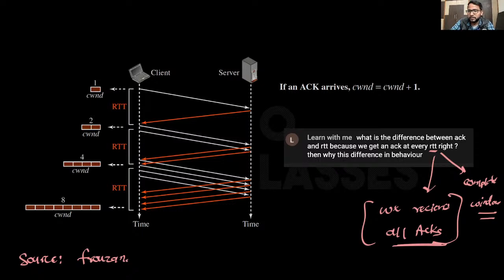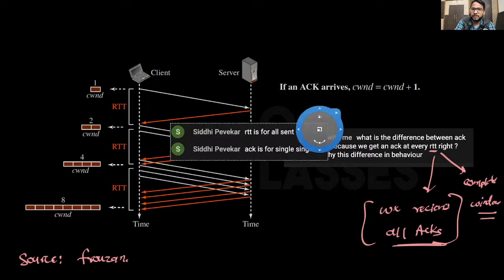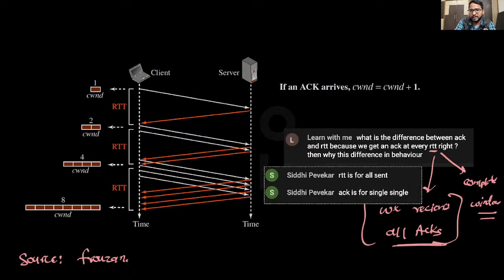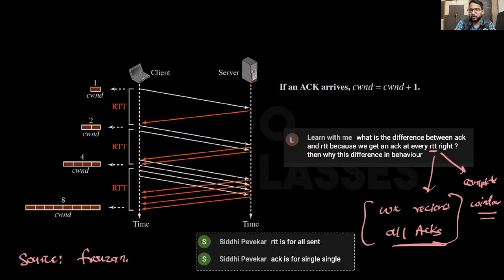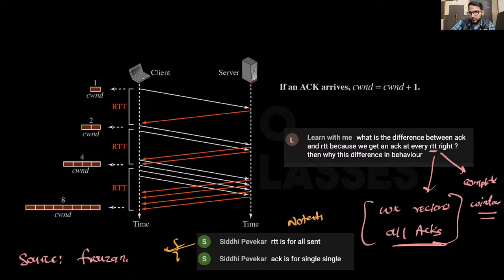Okay. Yeah. So Siddhi is saying that RTT is for all sent. Yeah, that's just a notion that we are using. I completely agree that this notion has not been used earlier. That's why there is a confusion. But in TCP, the standard books are also using the same notion. So that's why I'm also using the same notion. Yeah, that's correct. RTT is for all sent and ACK is for the single. I mean, that's just a notation. Even in the standard books, this same notation has been followed.